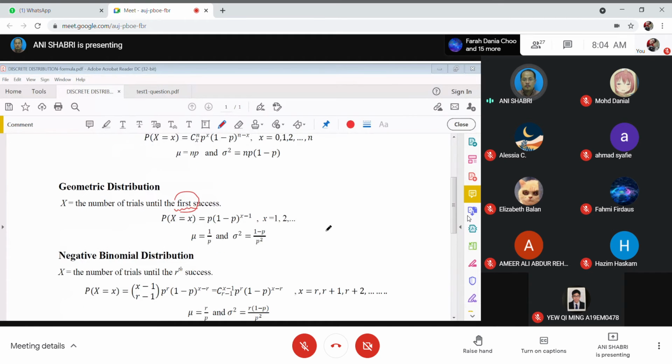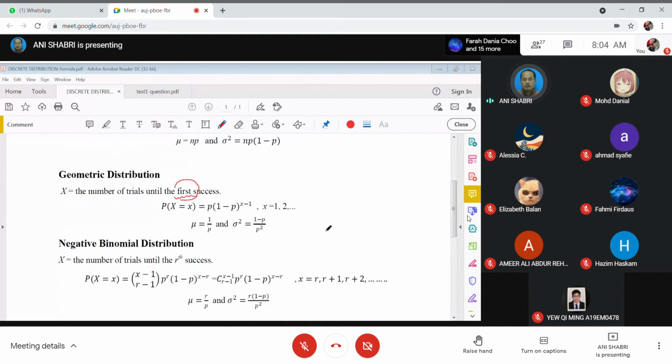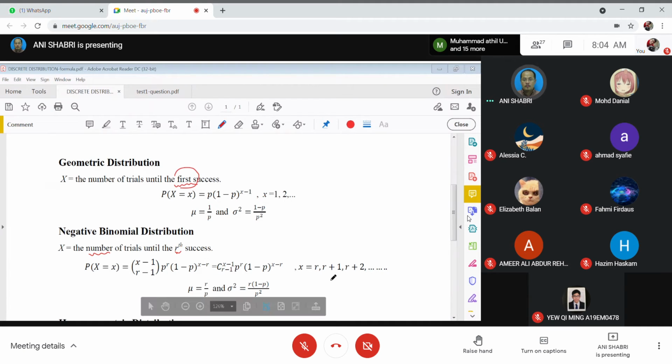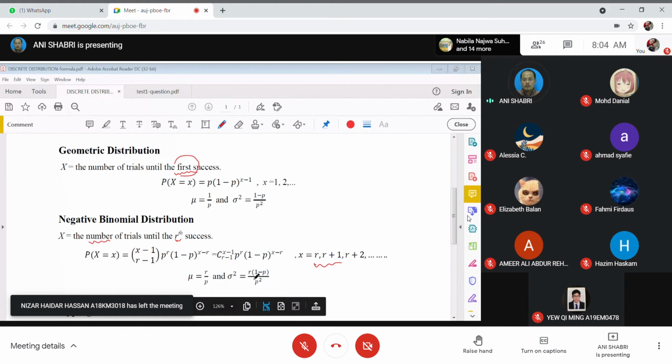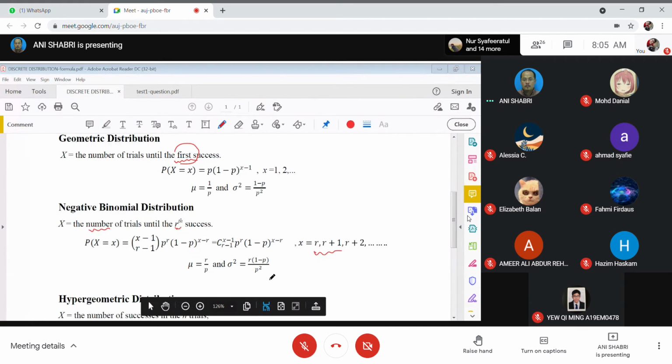After that is the negative binomial. If you find the rth success, for example second, third, fourth and so on, it is a negative binomial distribution. For this one, there is no n, and X is the number of trials. X starts from r, r plus 1, r plus 2, until infinity. The mean is r divided by p and the variance is rq divided by p squared.